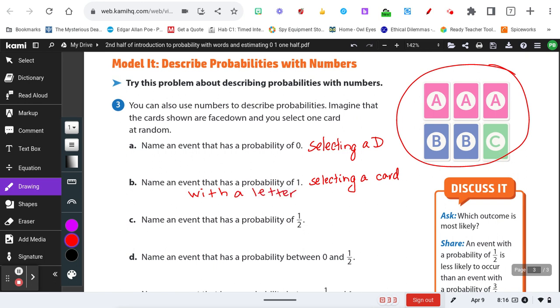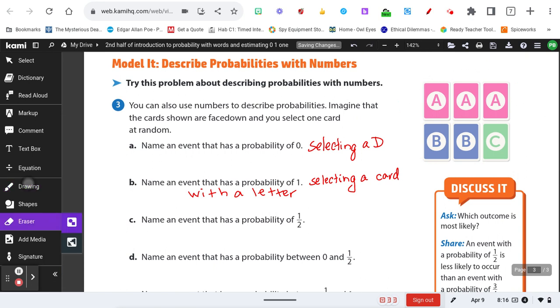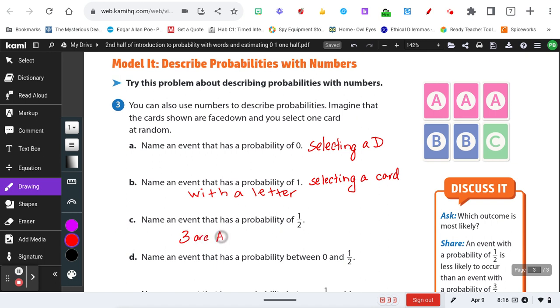Name an event that has a probability of 1/2. Well, if you take a look at this, you have 3 that are A's and 3 of these are not the letter A. So an event that has a probability of 1/2 would be selecting an A. I also could have put not selecting an A.